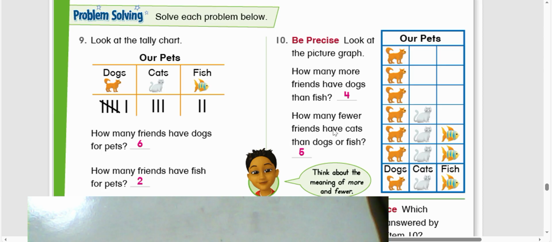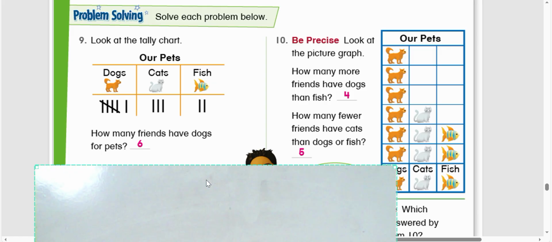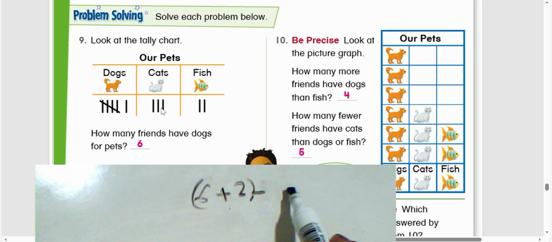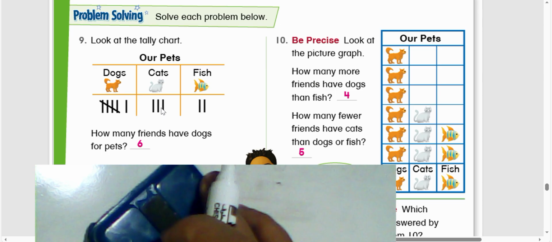How many fewer friends have cats than dogs and fish? We can add together dogs and fish. Dogs 6 and fish 2 is 8, 8 minus 3 is 5. Okay, I will solve the example again. First we collect the number of cats, dogs, and fish. First dogs, the number of dogs 6, the number of fish 2, and then subtract the number of cats 3. 6 plus 2 is 8, 8 minus 3 equals 5. The difference between them will be 5.